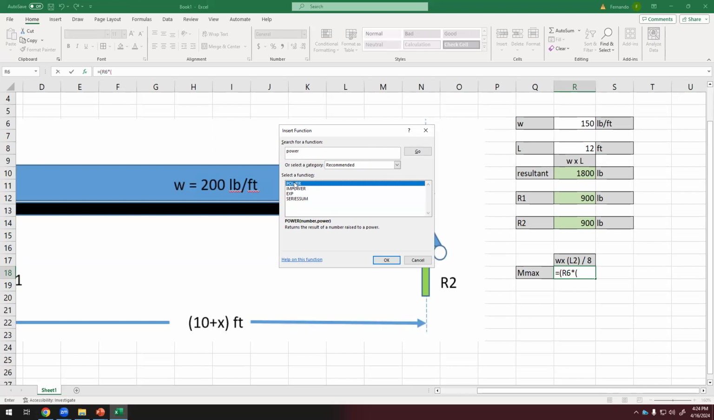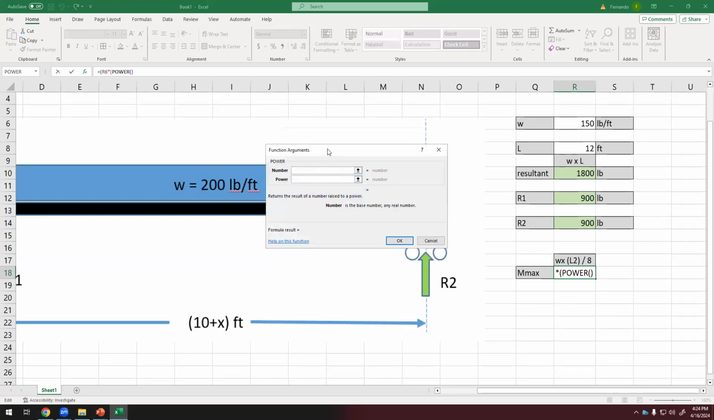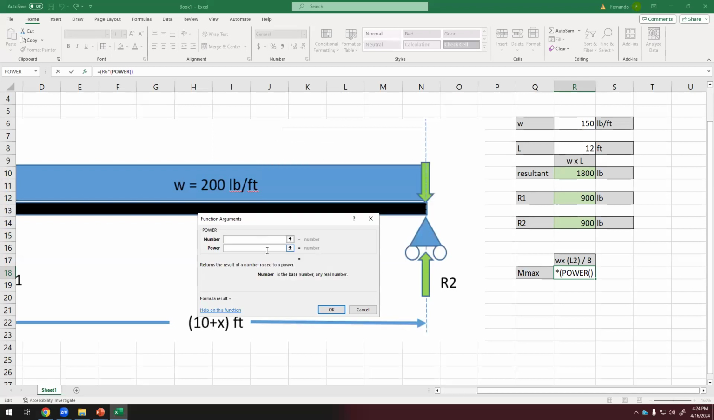So double click on power. And what is the number? The number is the length. So I have to click on that cell. So R8 is the cell, is the length. And what is the power? It's a number. Can be to the power of 2, power of 3, power of 11. In this case, it's square, it's power 2. I click OK.